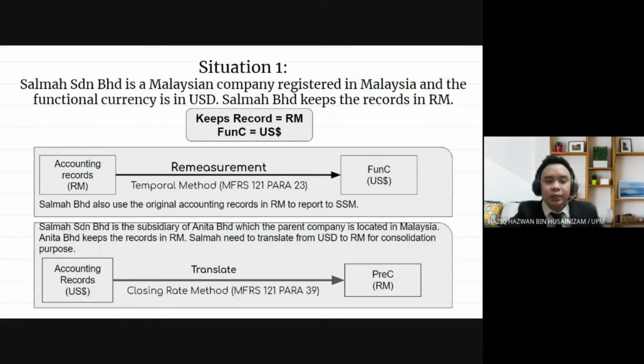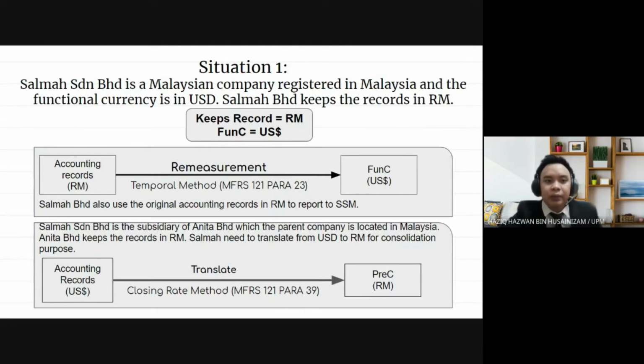Next, situation 1 and situation 2 will describe what I explained just now. For situation 1, Salma Sedian Berhad is a Malaysian company registered in Malaysia and the functional currency is USD. Salma Berhad keeps the record in Ringgit Malaysia. So remeasurement using the temporal method under para 23 is needed, where the company must translate the financial statement in Ringgit Malaysia to USD because its functional currency is USD. Here, Salma Berhad also uses the original accounting record in RM to report to SSM.